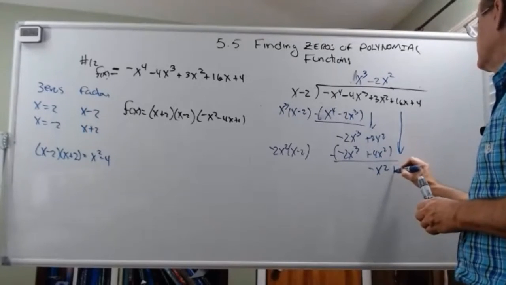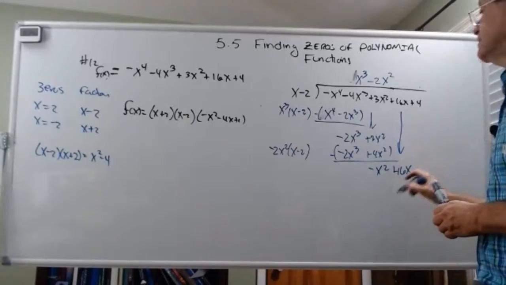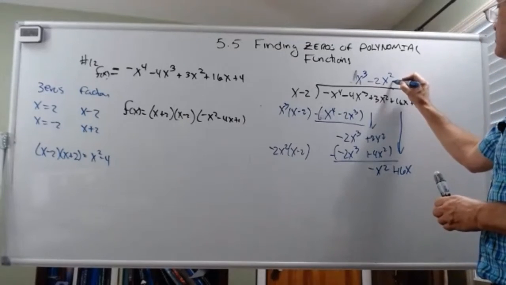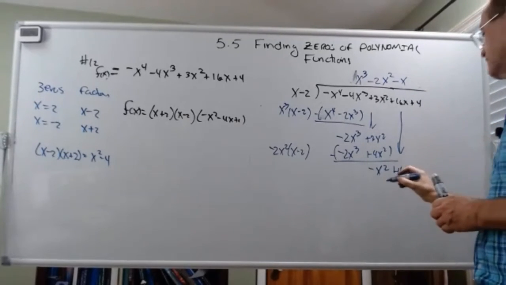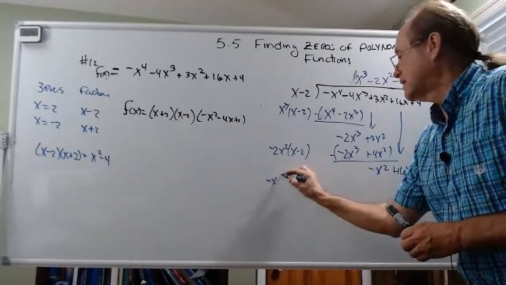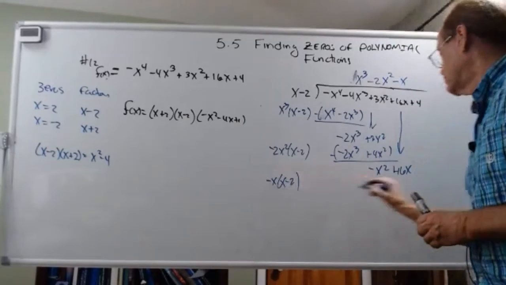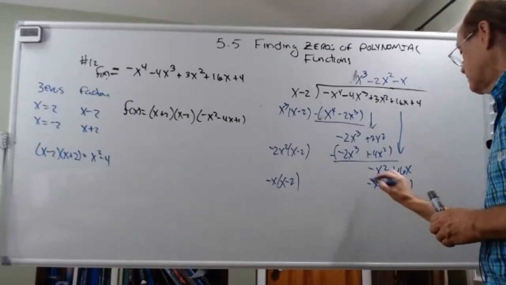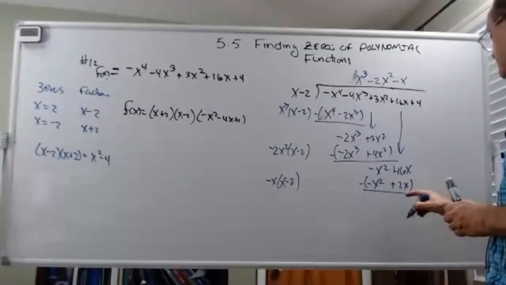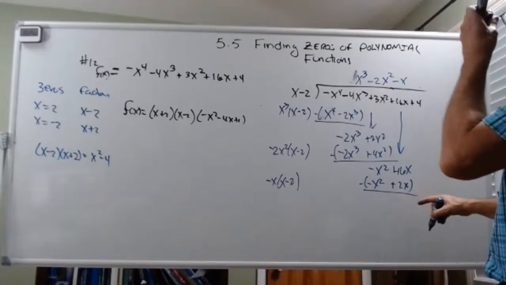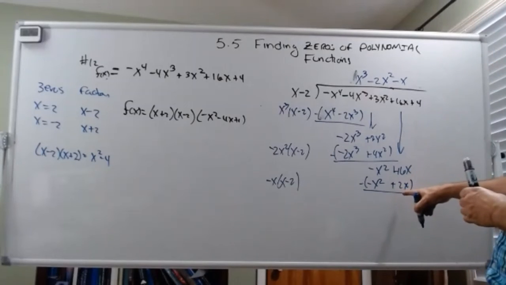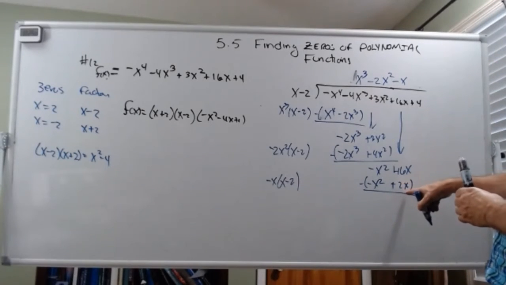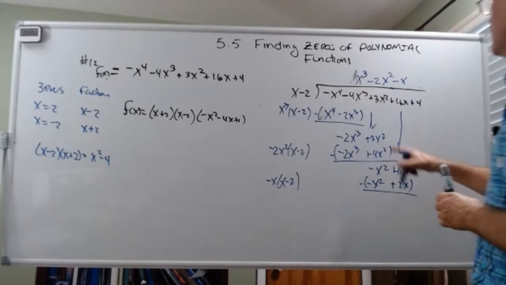Bring down the 16x. And then over here, just a minus x. So it gives me a negative x times x minus 2. So it gives me a negative x squared and a positive 2x. So I'm subtracting over here. So that just brings me, in this case, if I didn't do anything correctly, I should have had 14 and a 4. That's not quite right.